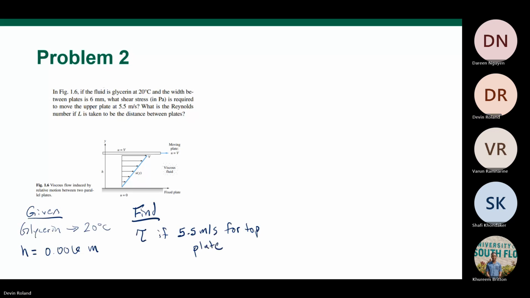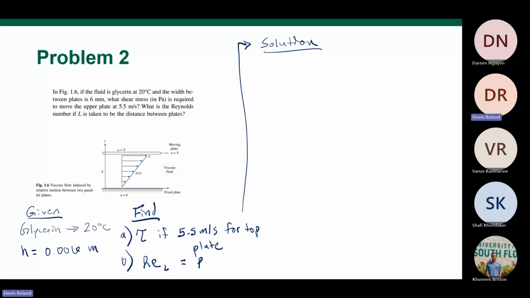Okay, so I'm going to start the solution up here. Oh, that's only one of the finds. The first is the shear, and for the second quantity, it wants to know what the Reynolds number is. A quick recap: Reynolds number is a dimensionless quantity based upon a characteristic length of your system. Here it wants us to use H for that length. Or it says L, but in this case, L is equal to H. You could write Re sub L to signify the length you're basing it on, or Re sub H, since that's the distance in the figure.